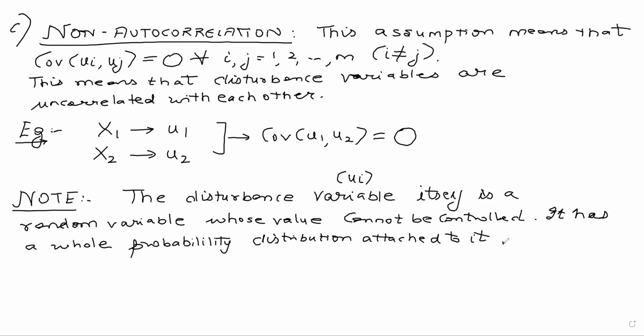For every value of xi, yi is also a random variable, ui is also a random variable. And any random variable will always have a probability distribution attached to it. Also, any random variable will have a mean and a variance. We have seen that for the disturbance variable ui, the mean of ui is 0, and the variance of ui is the homoscedastic variance sigma square. So I hope all students have understood the concept regarding the population regression function.